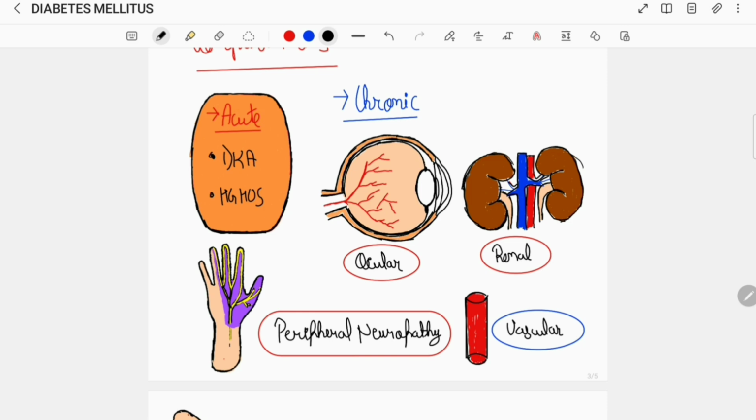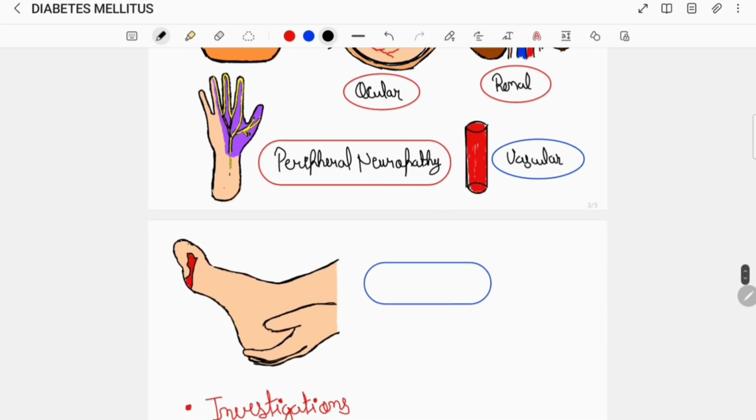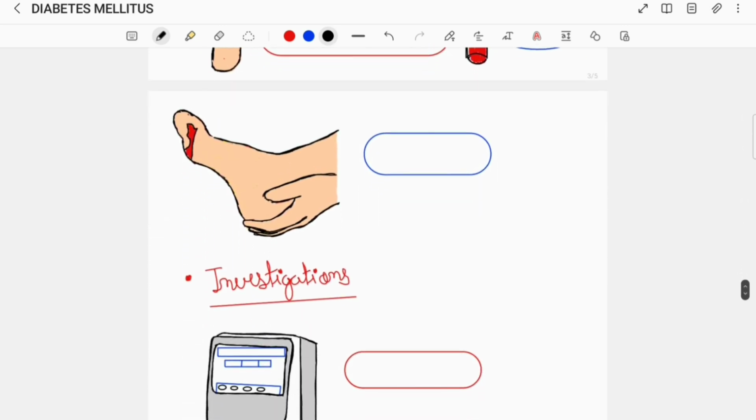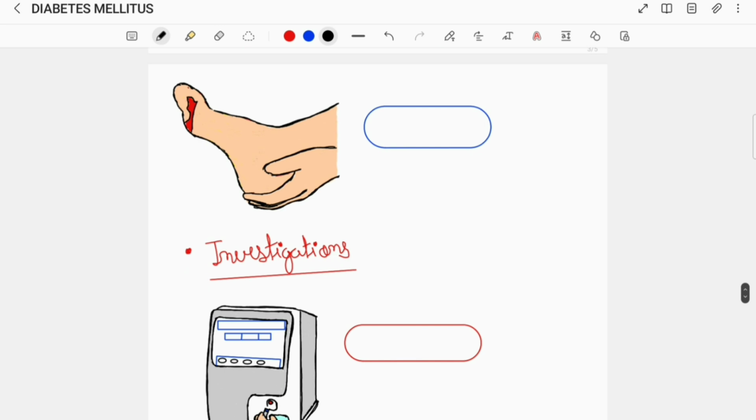Due to peripheral neuropathy and vascular complications, the individual with diabetes mellitus can suffer from certain foot diseases such as diabetic foot ulcers due to repeated injuries.